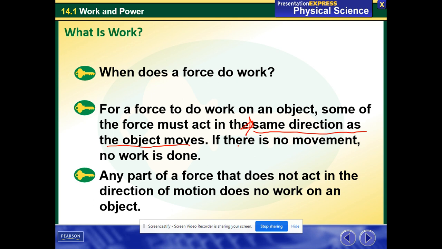If it does not act in the same direction the object moves, no force is going to become work. Also, please note, if there is no movement, then no work is done either. On the opposite end of that spectrum, any part of that force that is not in the same direction is not doing any work.